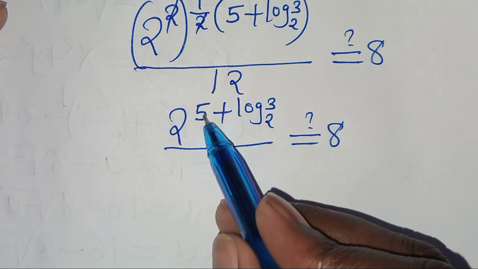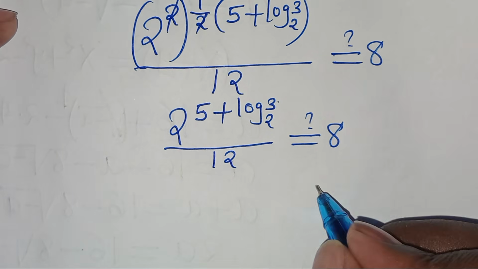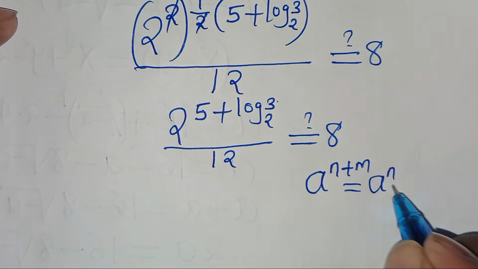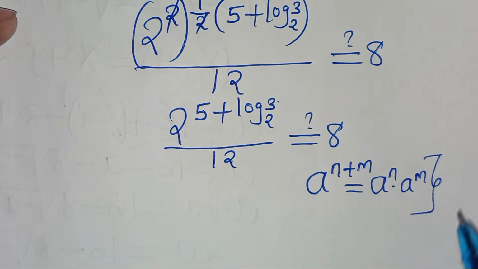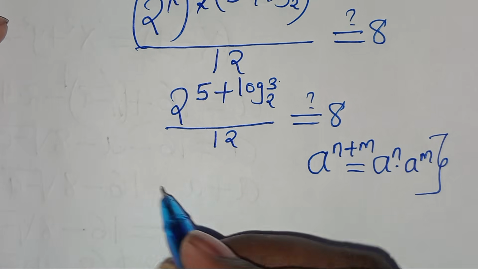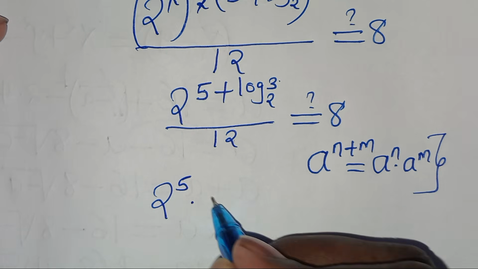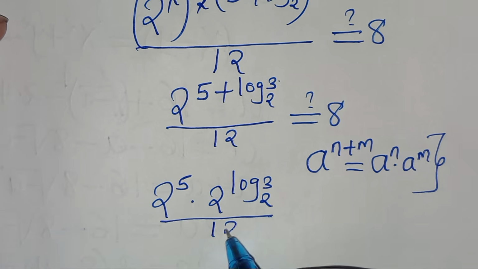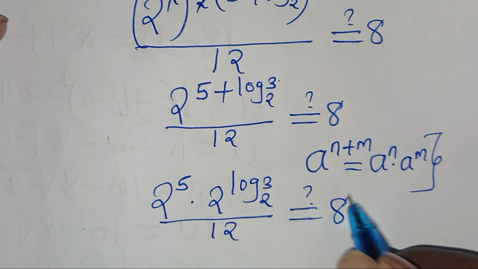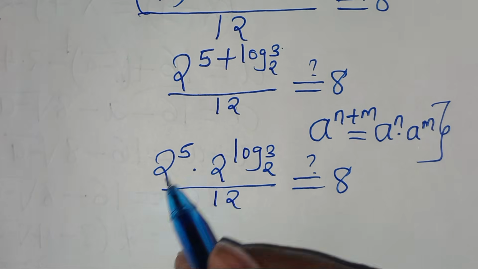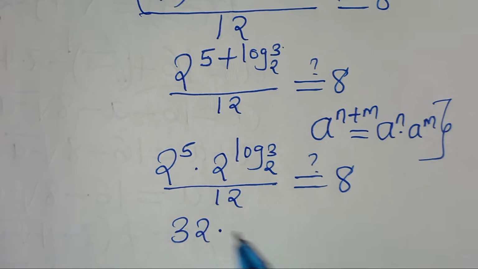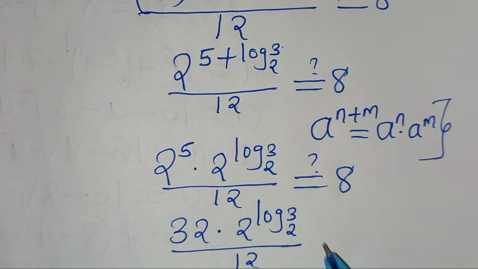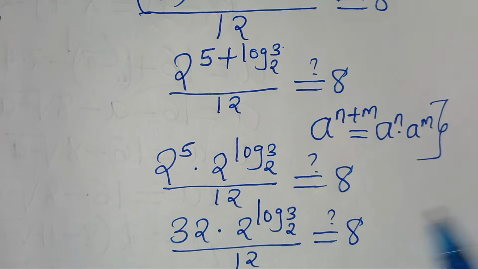Now, we have 2 to the power of 5 plus log 3 to base 2. This is in the form of a to the power of n plus m, which we can express as a to the power of n times a to the power of m. Applying this exponent property, we have 2 to the power of 5 times 2 to the power of log 3 to base 2 divided by 12. This should give us a value of 8. 2 to the power of 5 is 32, times 2 to the power of log 3 to base 2, divided by 12.